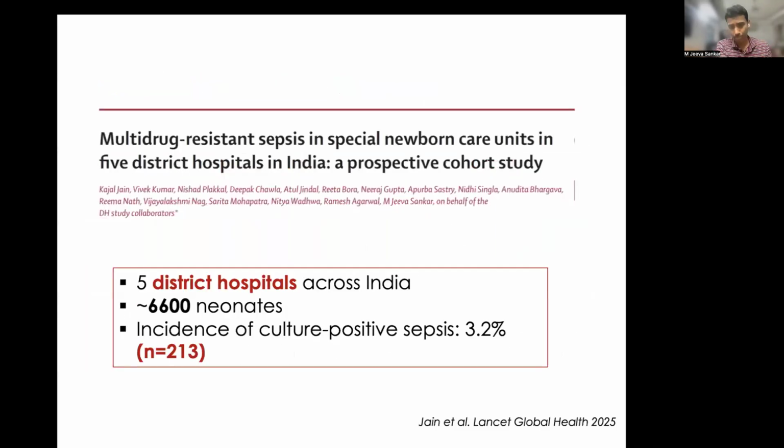And what about these tertiary hospitals? All four of these hospitals are tertiary hospitals. So what about district hospitals, the secondary level hospitals, or what we call special care newborn units, or SCNUs? We just published a study in Lancet Global Health in 2020, if I'm not wrong, in February or March. We enrolled 6,600 neonates in 5 district hospitals across India, and we found the incidence of culture positive sepsis to be roughly 3%.